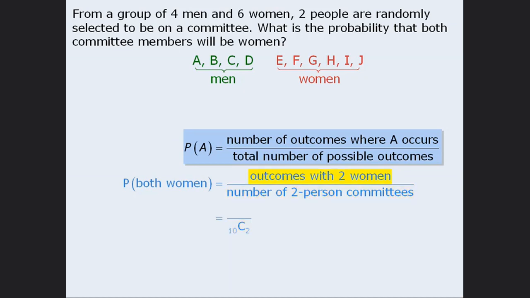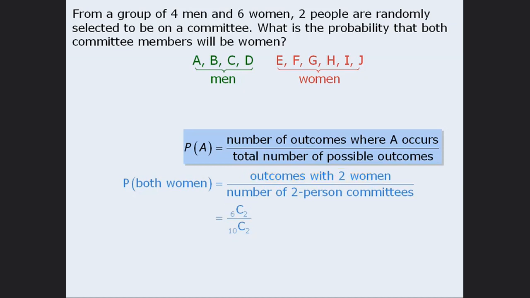Now the numerator. How many of the outcomes consist of 2 women? In other words, how many different 2-person committees can be created with 2 women? Well, there are 6 women, and we want to choose 2 of them to be on a committee. Once again, the order of the 2 selected women doesn't matter, so this is a combination question. We can select 2 women from 6 women in 6 choose 2 ways.